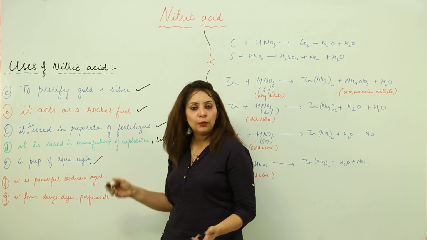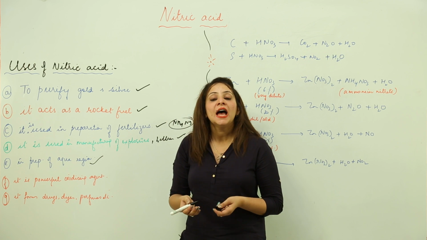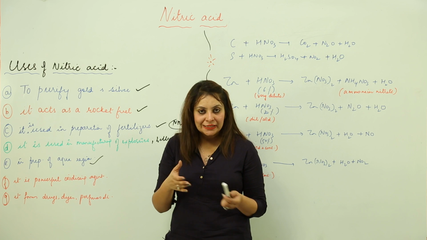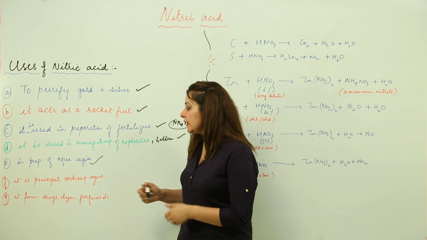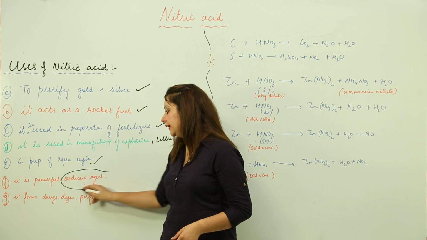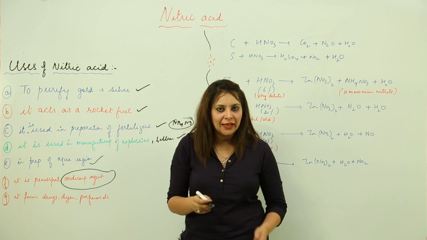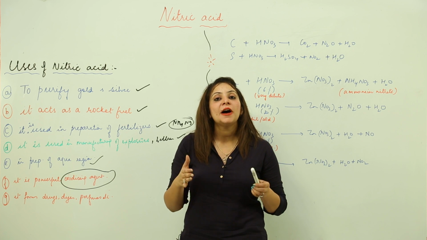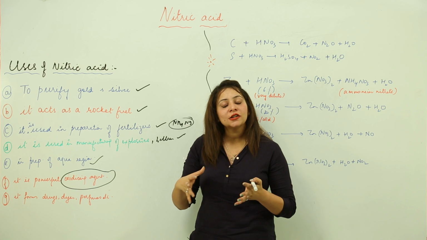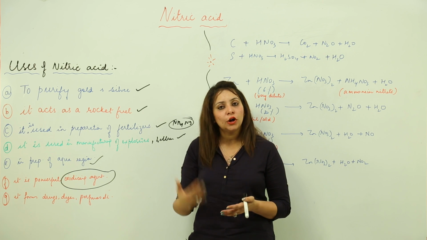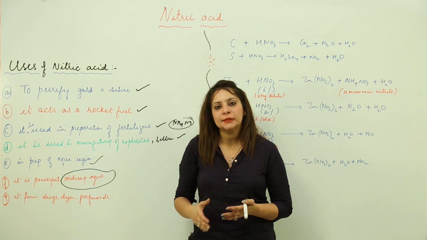Next, as I told you, aqua regia serves an important use, and the main constituents of aqua regia are HCl and HNO3. So, there also it acts as a constituent. Next, it is a powerful oxidizing agent. This is one of the important properties. It has the ability to oxidize metals, non-metals, organic as well as inorganic substances.